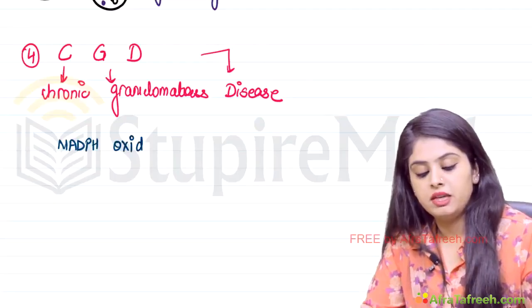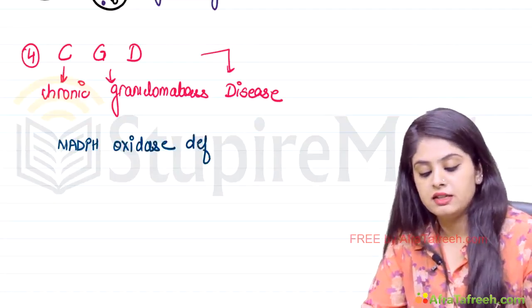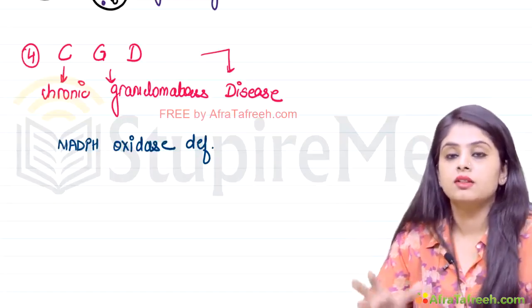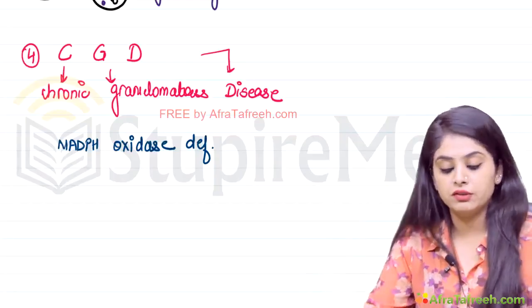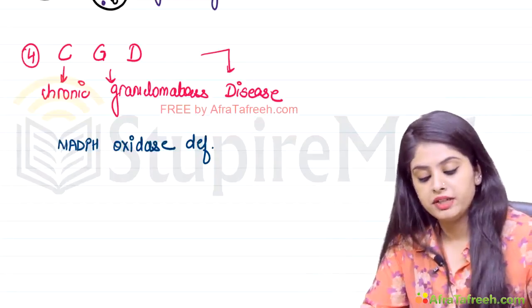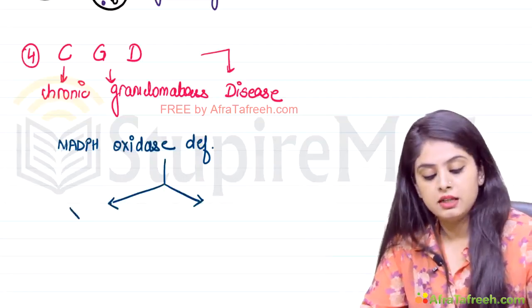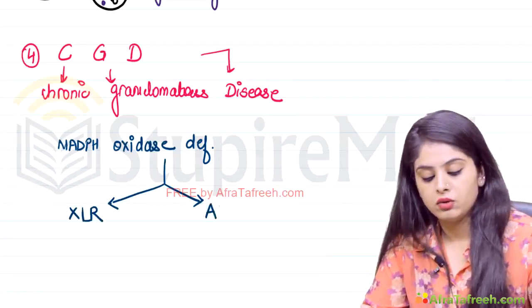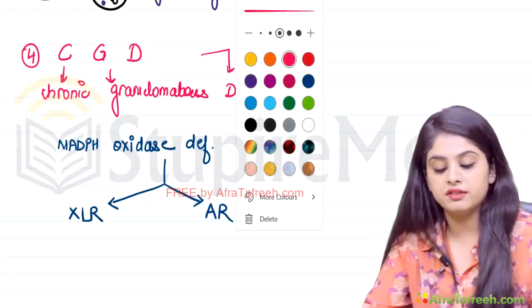NADPH oxidase was the main or the most important enzyme. So in this disease, there is a deficiency of NADPH oxidase. So main enzyme absent, phagocytosis is going to suffer, killing is going to suffer. What we need to know is that this disease can manifest in two forms. Either it can be X-linked recessive or it can be autosomal recessive.